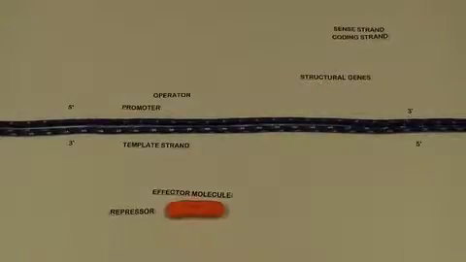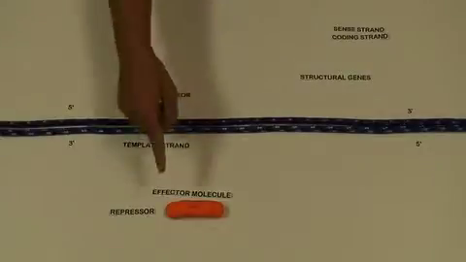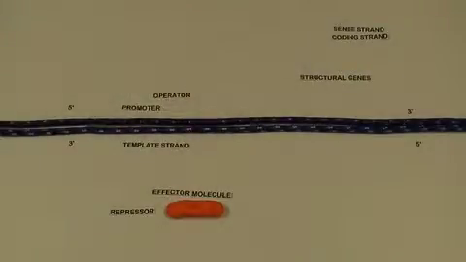We begin today talking about the tryptophan operon. The tryptophan operon is an operon that is under negative control, so we can tell by the presence of a repressor protein here. Let's look at the structure of the tryptophan operon.